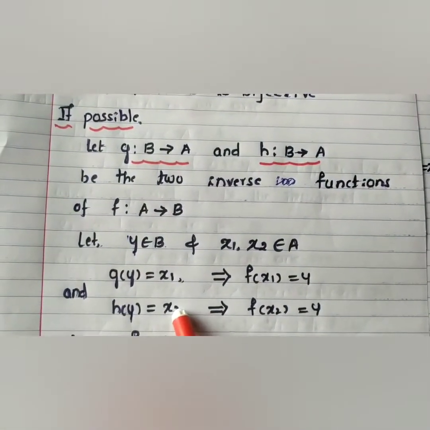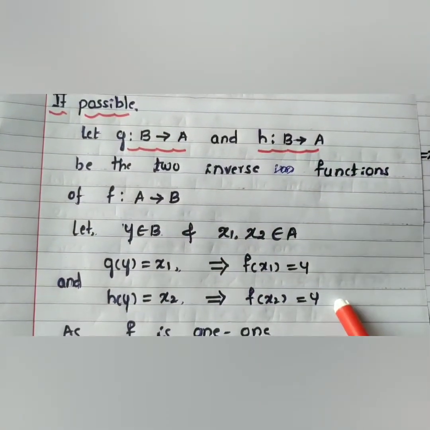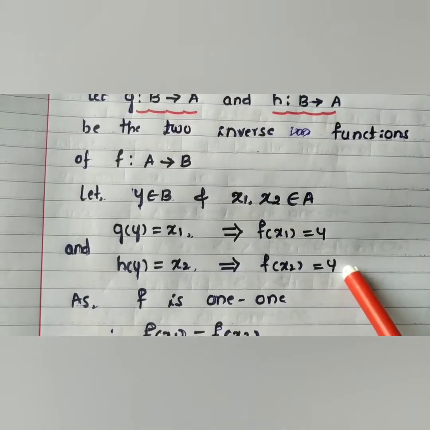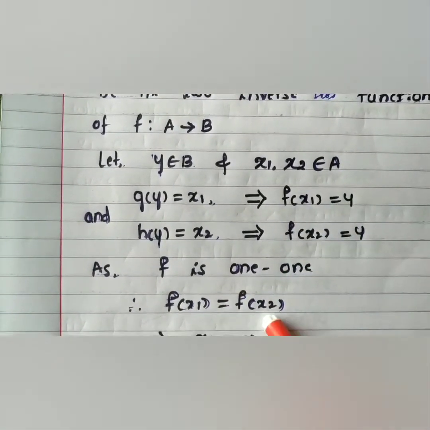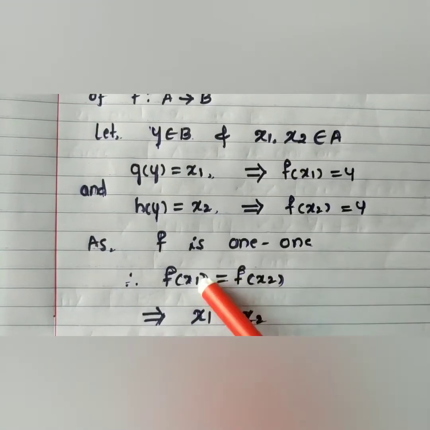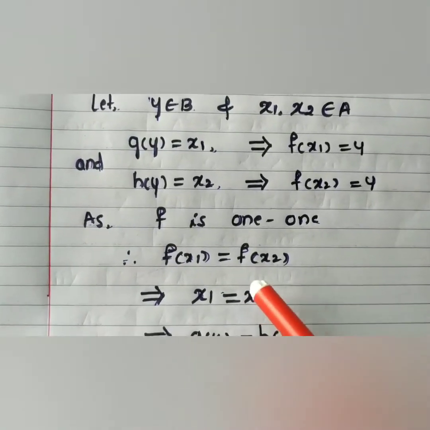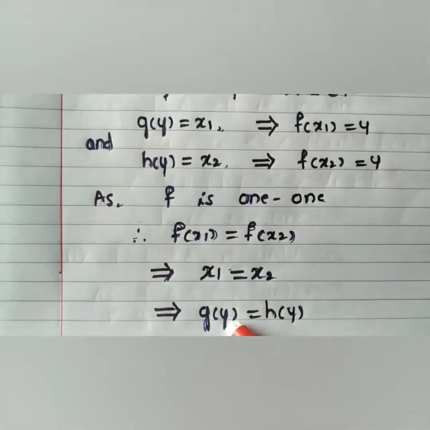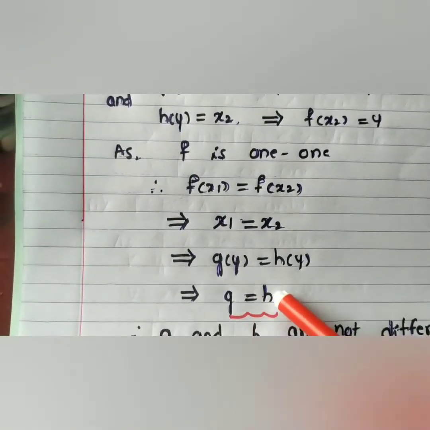Similarly, h of y equals x2. But x2 belongs to A. Therefore, f of x2 is equal to y. Now, f of x1 equals y and f of x2 is also equal to y. As f is 1-1, what do we mean by f of x1 equal to f of x2? It implies x1 equals x2. But x1 equal to x2 means g of y equals h of y. g of y equals h of y means g and h are equal.